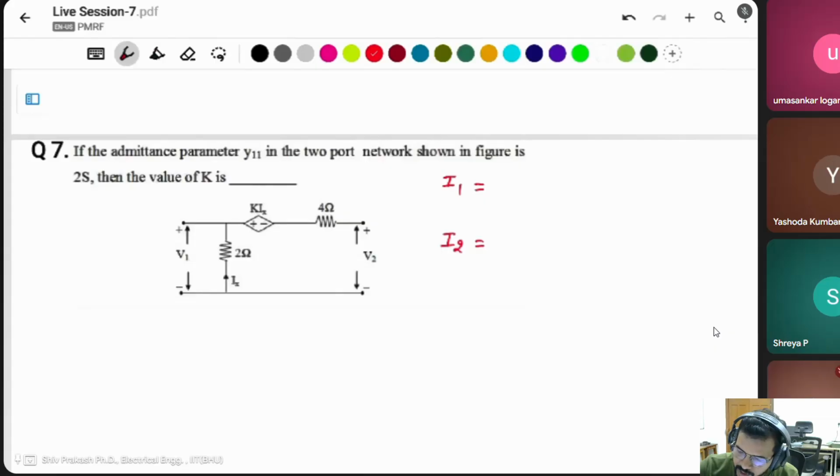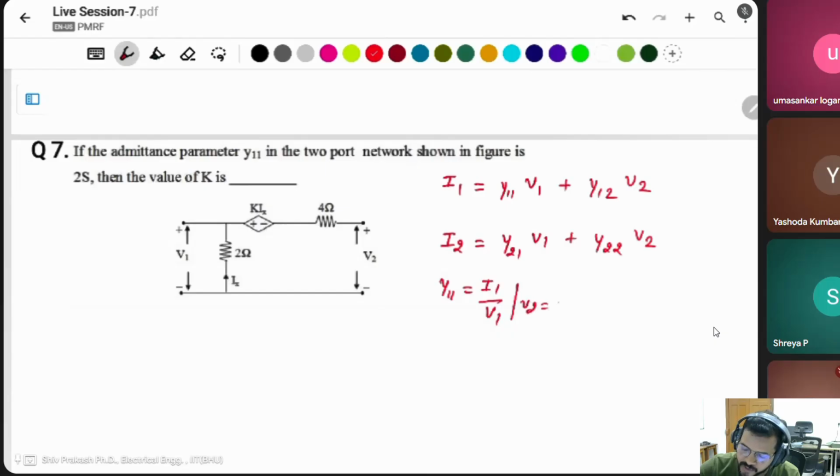Then give the priority to the port V1 first, then V2 second. Y11, Y12, Y21, Y22. Y11 is given. Y11 is I1 divided by V1 when V2 is equal to 0. V2 is 0, it means this will be a short circuit; voltage is short circuit, current is open circuit.